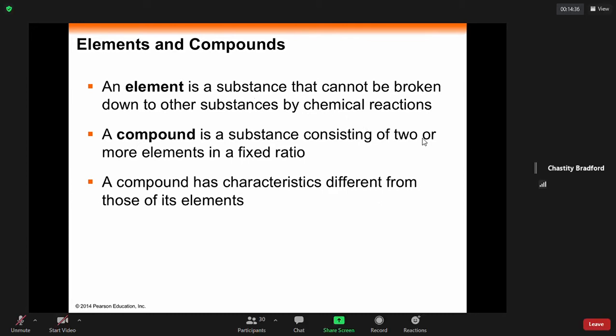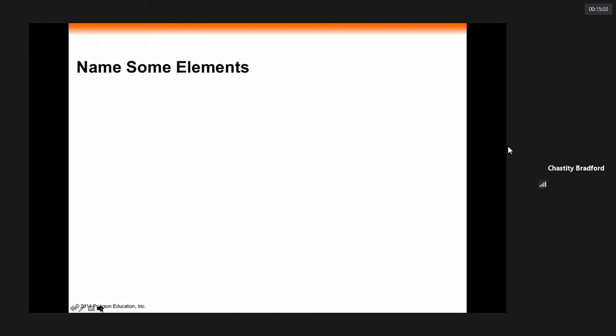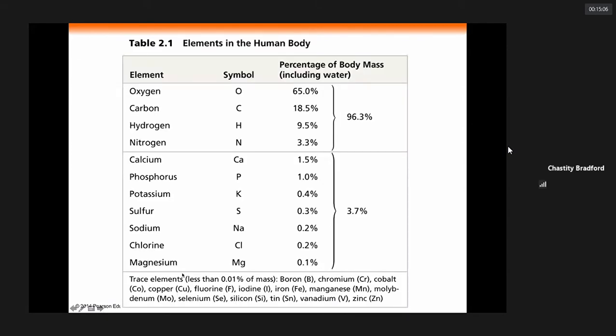Good. Potassium nitrate. So a compound is a substance that has two or more elements in a fixed ratio. A compound has characteristics different from those of its elements. Does that make sense? So an element, sodium, and then we have chlorine. Those elements, their characteristics are different than sodium chloride. Does that make sense to everyone? And then you already named elements, okay? What else do you need to know?